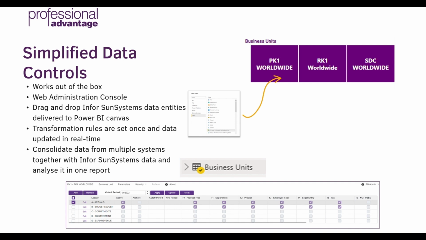So to aid the rapid delivery of this Power BI connector, we've simplified the data controls, and we've done this by providing a web interface, which is installed as part of the Professional Advantage module. And as you can see here on this slide, anyone that has assigned admin rights can easily make decisions on how they want to configure each business unit and ledger in terms of security, warehousing, etc. And I'll be taking you through this later on in the demo.